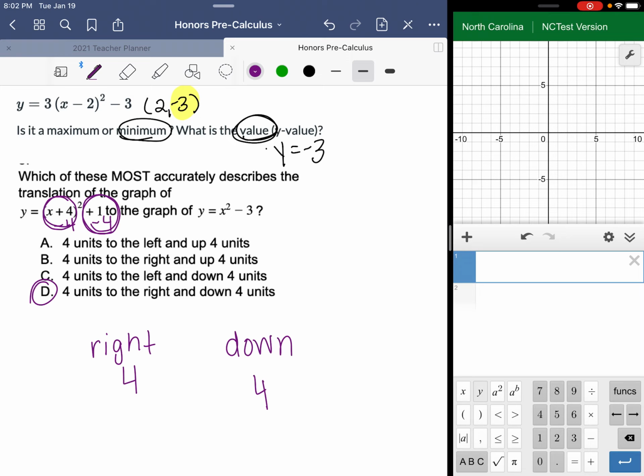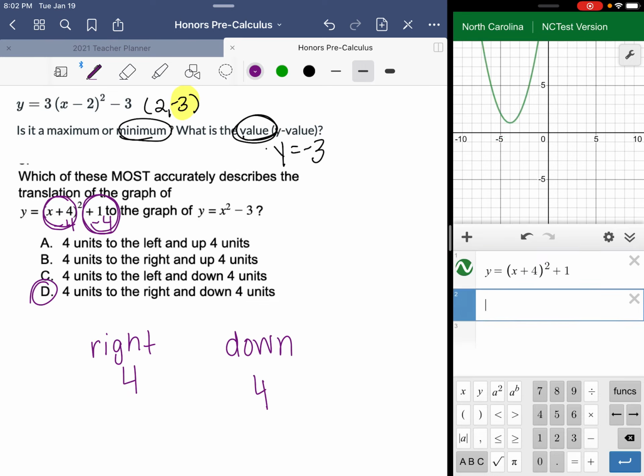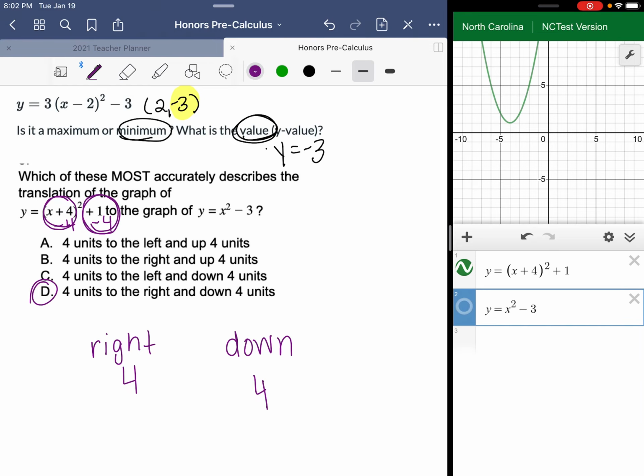Now, another way to look at it is to look at it graphically. So I have y equals (x plus 4) squared plus 1. And then we have y equals x squared minus 3. So if I turn this off, I can see that here is my original vertex, and I can see that I'm going to go down 4 units and to the right 4 units to give me my new vertex, which is exactly what we got.